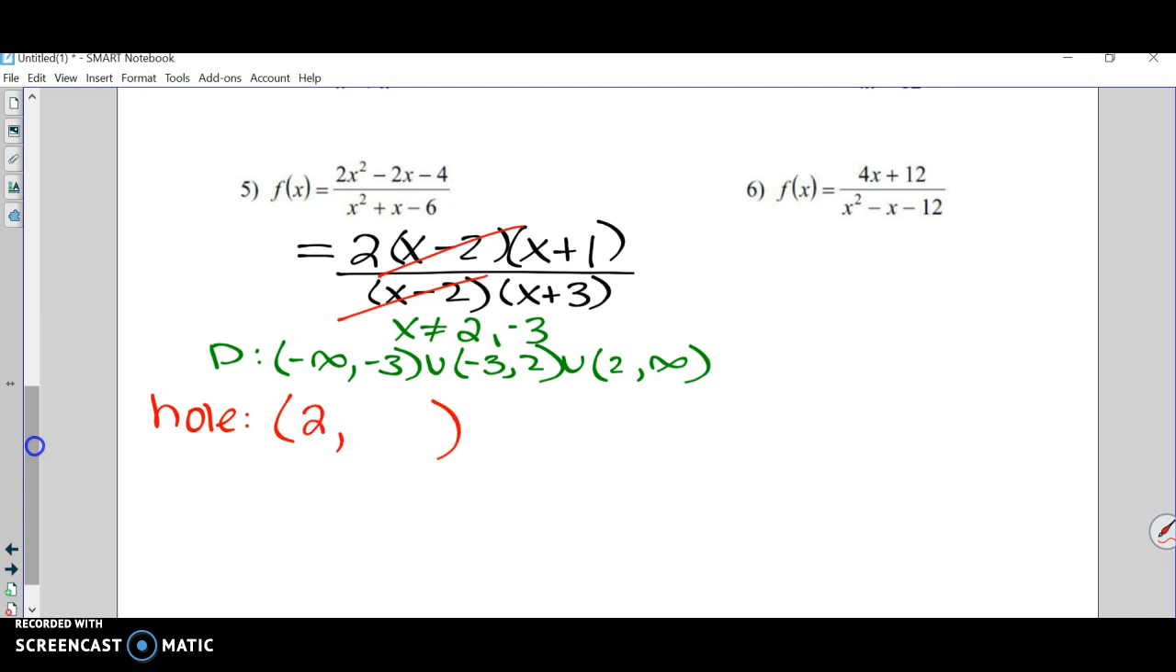What's left over now that I've taken out that x minus 2? 2 times x plus 1, right? That's the only thing left in the numerator. What's left in the denominator? Okay, so let's find the y value of the hole. What do I have to do? You have to put it in the calculator. I have to put it in the calculator, but what am I plugging in for x? 2.